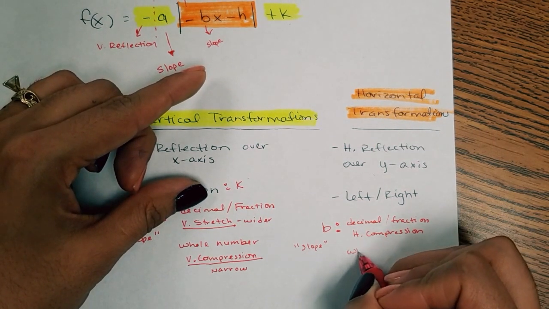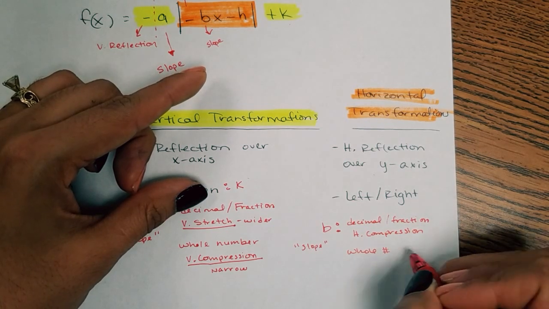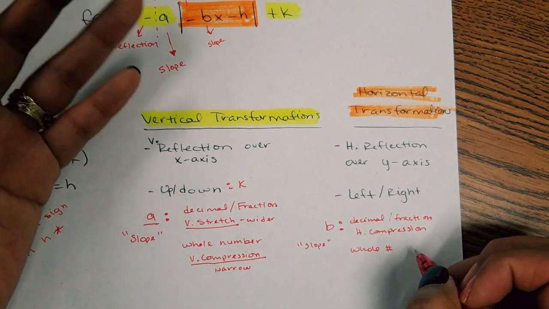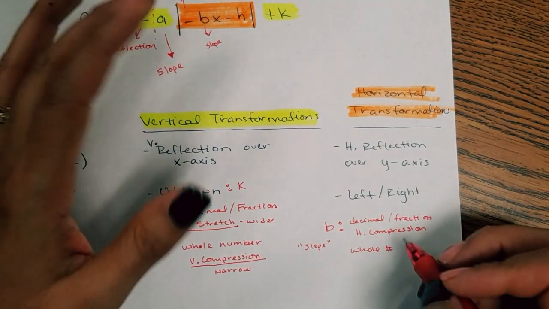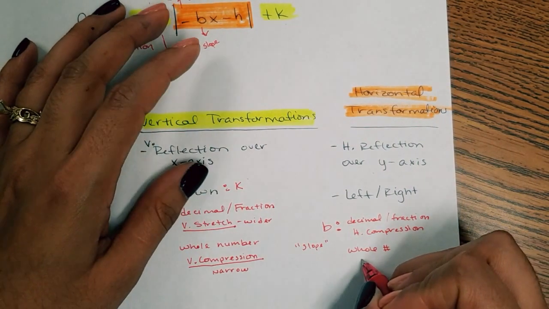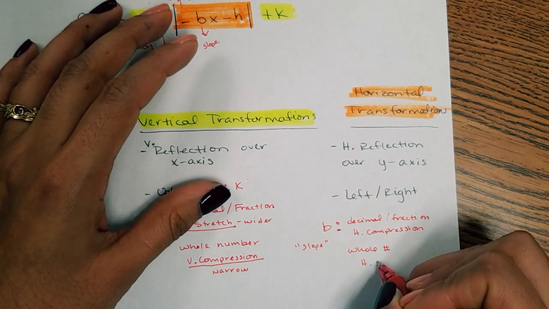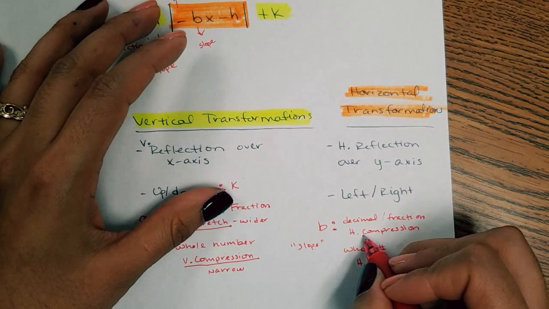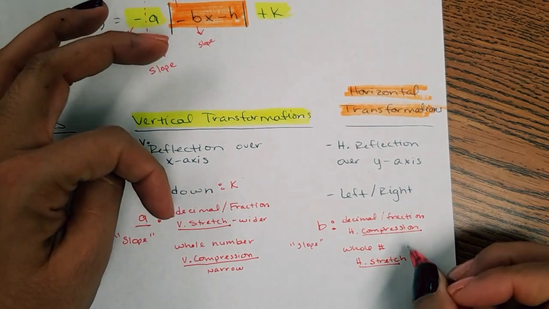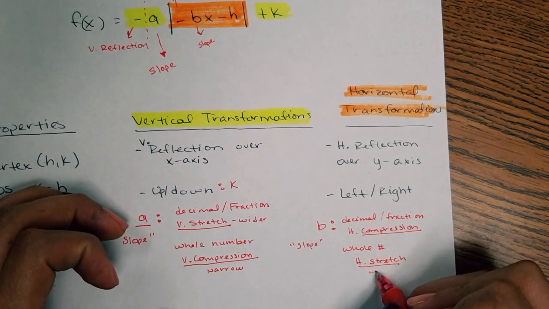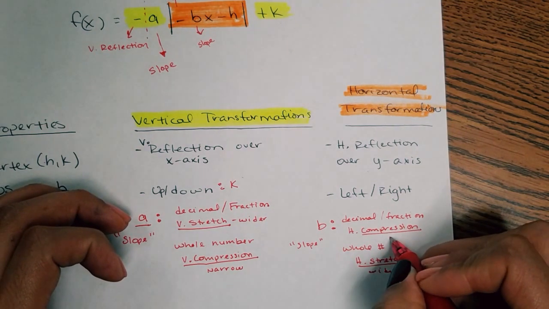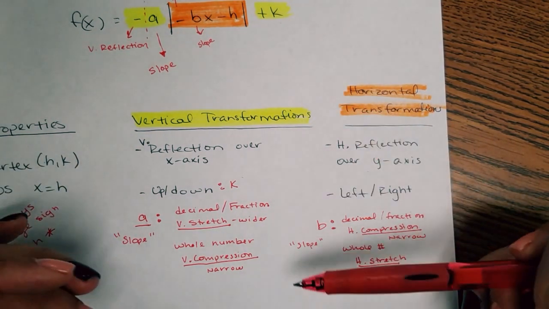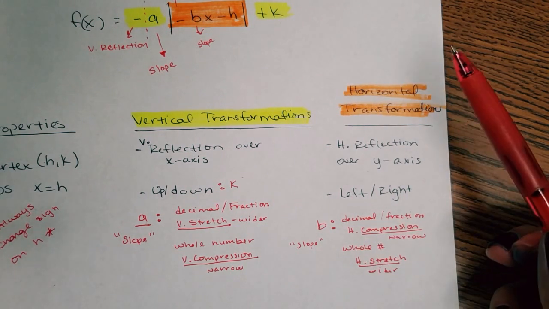And if it's a whole number, again, we're not looking at the negative sign. So if it's a -2 or a +2, it's by 2. Okay, so if it's a whole number, it's going to be a horizontal stretch. Okay, so the terms that you need to know are compression and stretch, and they mean the opposite thing. Stretch means to get wider. Compression means to become more narrow. Okay, so those are all of your transformations that you need to know.